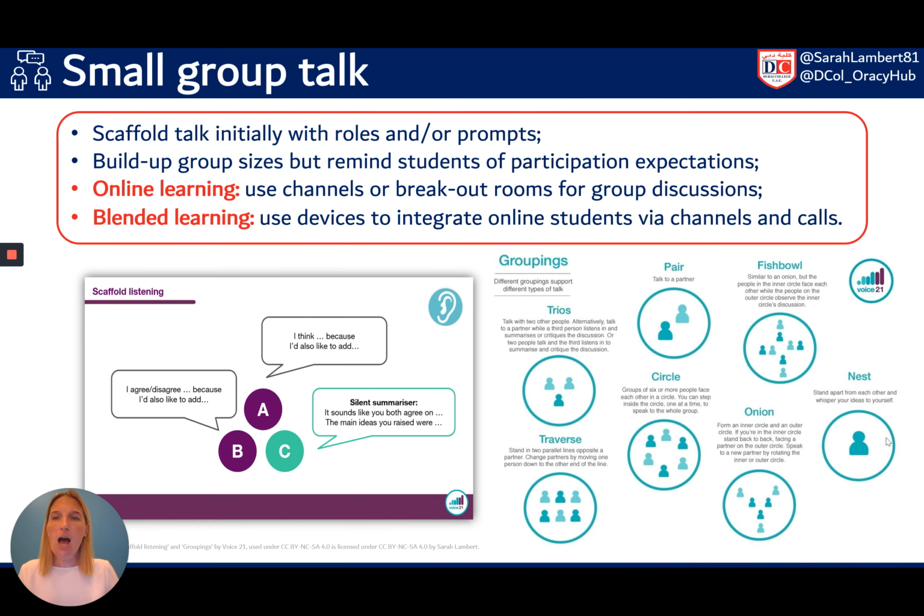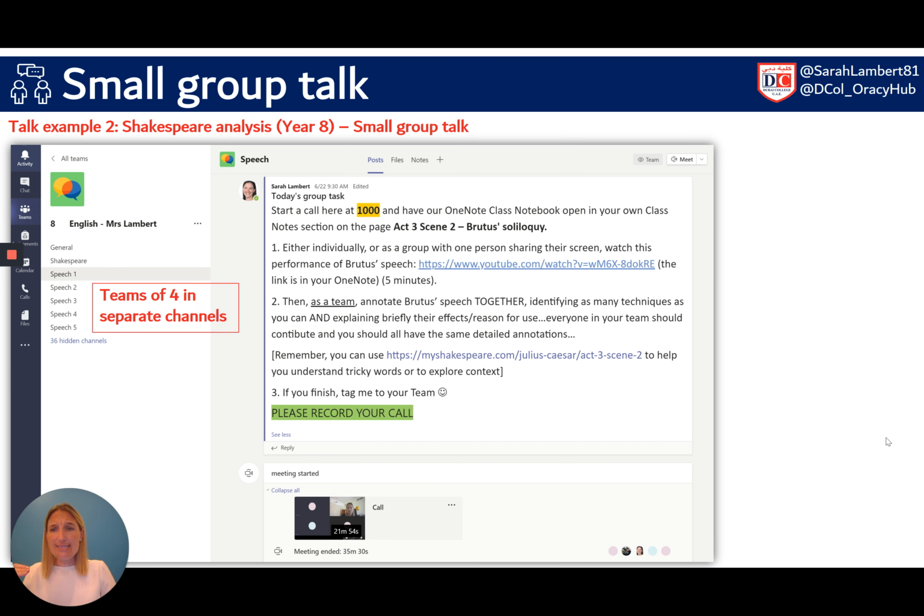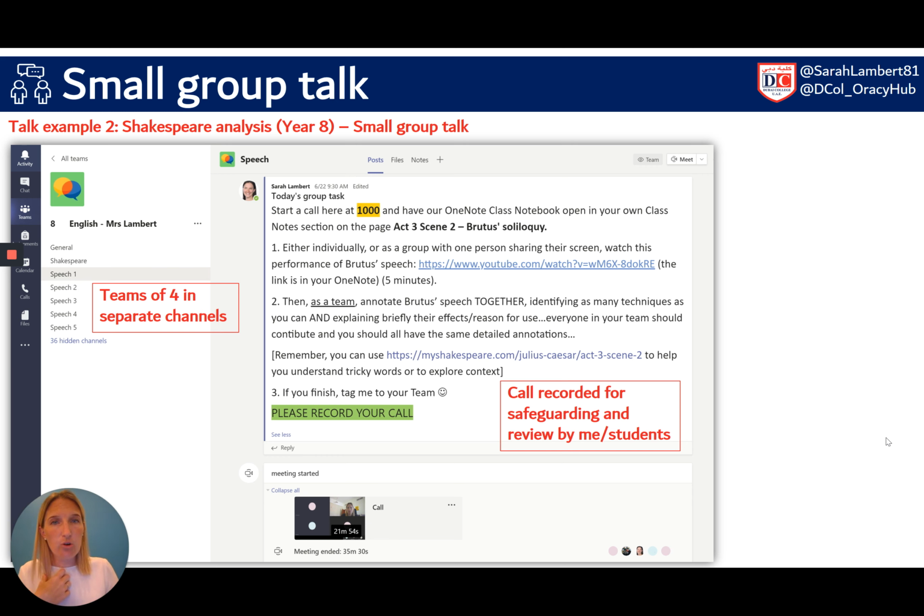And how does that look in action? Here's a screenshot from my team. As you can see, channels on the left-hand side. This is year 8, and they had teams of 4 in 5 separate channels, clear instructions here on the right in each channel. We recorded all of our calls for safeguarding purposes, but the added benefit was those lessons could then be reviewed, because the call was recorded straight up into our private stream.